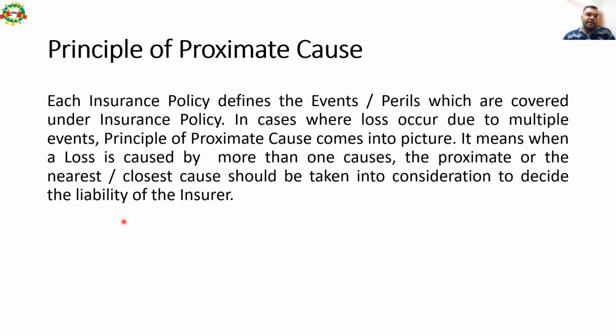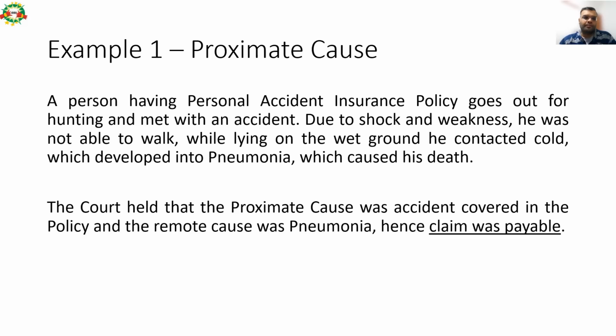It means when a loss is caused by more than one cause, the proximate or the nearest or closest cause should be taken into consideration to decide the liability of the insurance company. A person having a personal accident insurance policy goes out for hunting and met with an accident. Due to shock and weakness, he was not able to walk, and while lying on the wet ground, he contracted cold, which developed into pneumonia and caused his death.